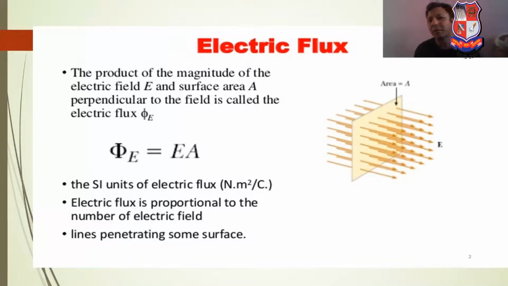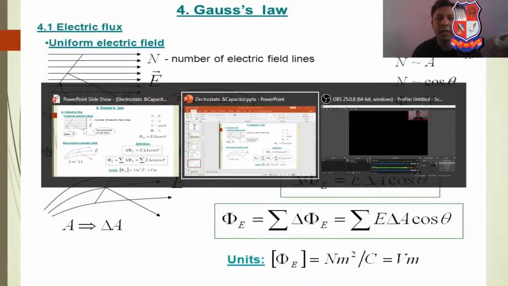So the electric flux is proportional to the number of electric flux lines. You see that this is the area and the flux lines are passing, or the electric field is passing through that area. So this is called electric field per area, that is called your electric flux. We can also define this electric flux using Gauss's law.